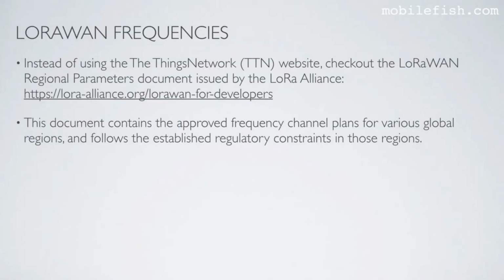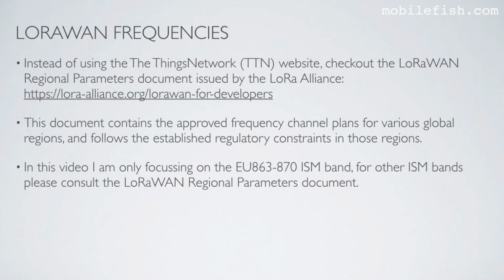This document contains the approved frequency channel plans for various global regions and follows the established regulatory constraints in those regions. In this video, I'm only focusing on the AU 863 to 870 ISM band. For other ISM bands, please consult the LoRaWAN Regional Parameters document.